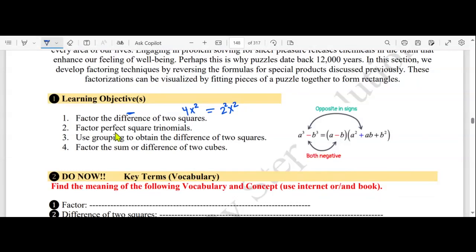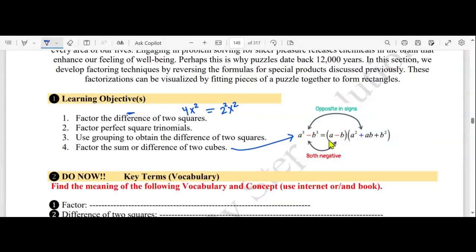2, factor perfect square trinomial. 3, use grouping to obtain difference of two squares. 4, factor the sum or difference of two cubes. Which one? This one. A cube minus b cube equals a minus b.